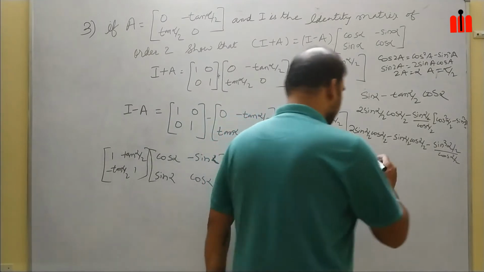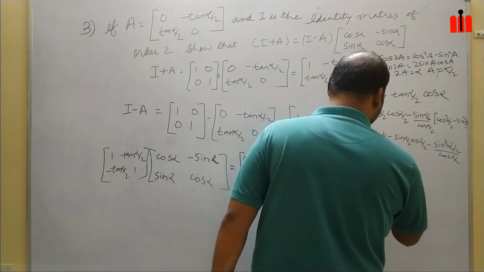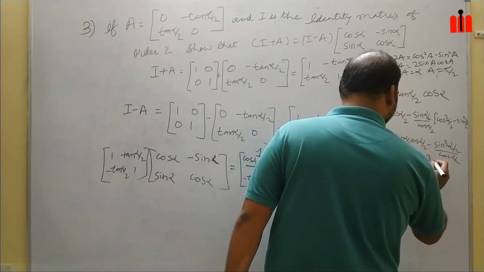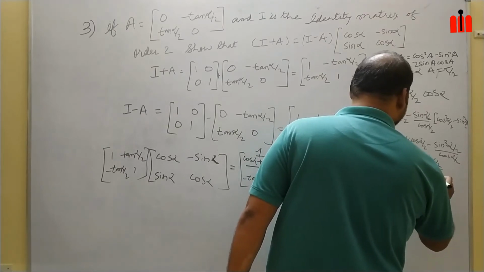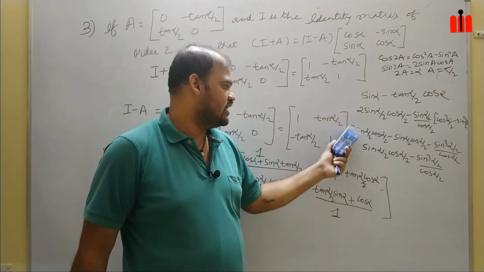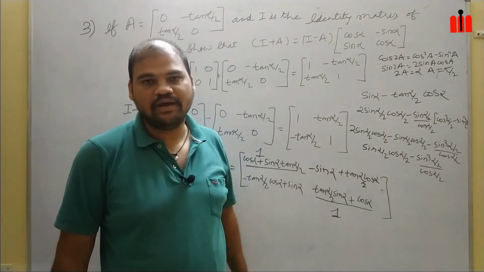Okay, so it will be sin alpha by 2 cos alpha by 2 minus sin cube alpha by 2 by cos alpha by 2. Okay, here it will cancel out. Here it is 2 sin alpha by 2 cos alpha by 2. It will become sin alpha by 2 cos alpha by 2.